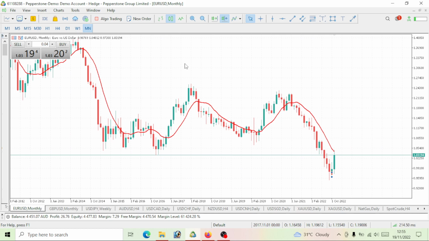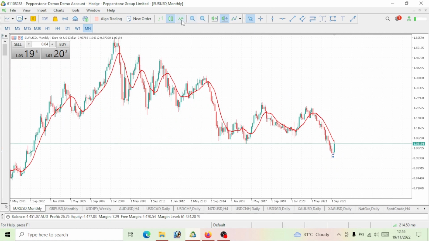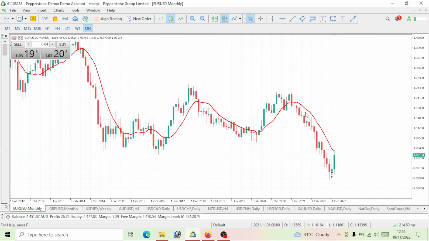So Euro USD, sorry. I'll predict from the higher time frame down to the 4-hour time frame. A quick analysis, by the way. First of all, let's take a look at the trend lines on this Euro USD. We can see that this price is below our 10-period moving average. This is the moving average I'm using, which is the 10-period moving average.